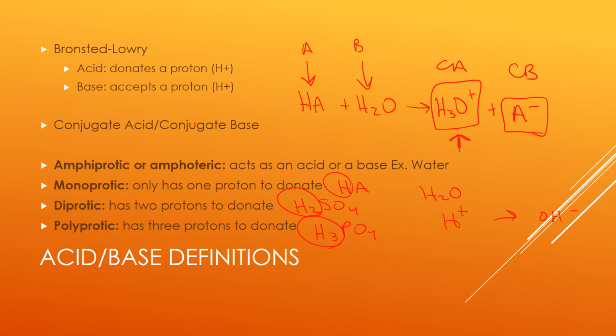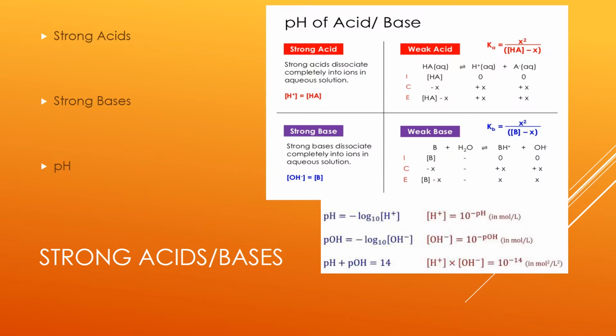There are also polyprotic bases. Polyprotic bases are things that have multiple negative charges, so they can receive lots of hydrogens. An example is PO4 3-. PO4 3- can actually accept 3 hydrogens to make H3PO4, so this would be a polyprotic base.